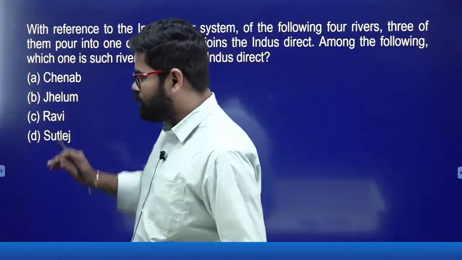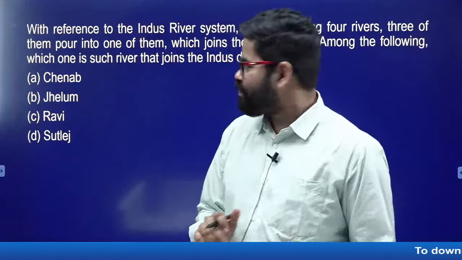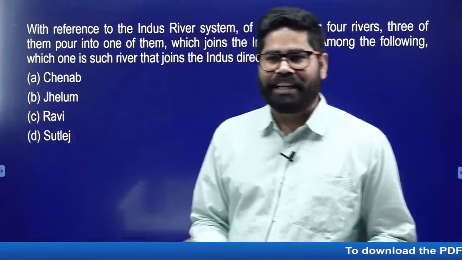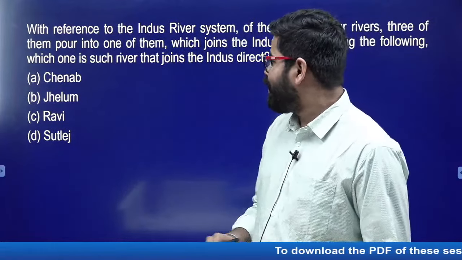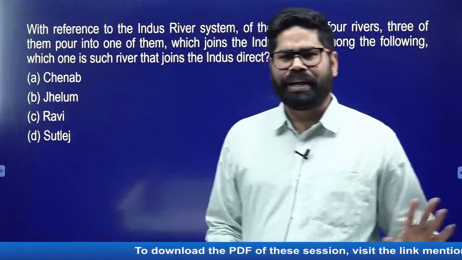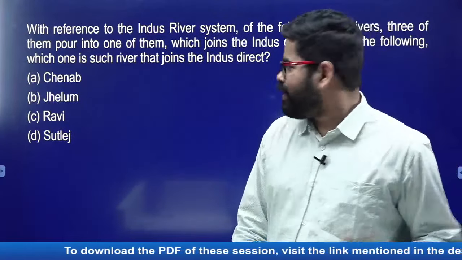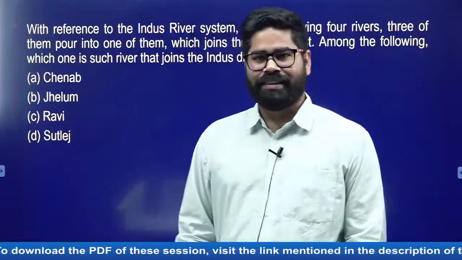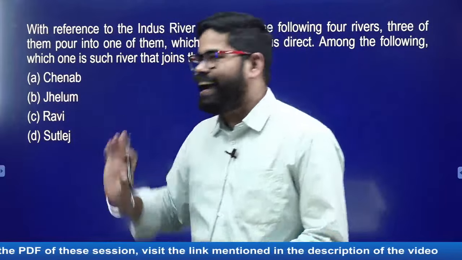See, Ravi is something which you can easily eliminate. Ravi is something which you could have easily eliminated. Then you have also this Jhelum river, you can also eliminate that. Then you have Chenab and Satluj. Main contest is between A and D.